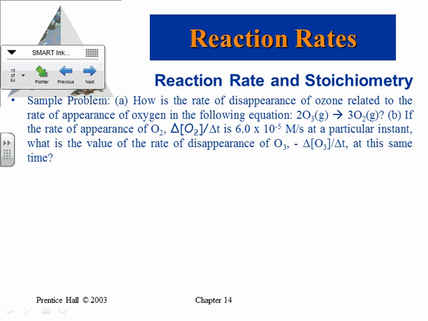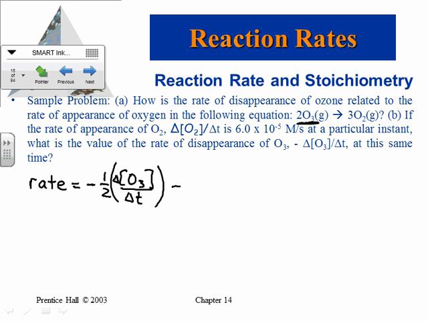So basically what they're asking for is for us to write rate expressions for these two things. So I could say the rate equals, on this first one, 1/2 times the, if I'm writing it with respect to the O3, this is disappearing, so that's got to be a negative. And then it's got a coefficient 2, so we're going to put 1/2 here. And then we multiply that by the change in the concentration of the O3 over the change in time.